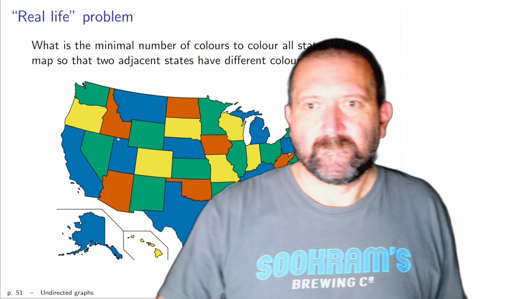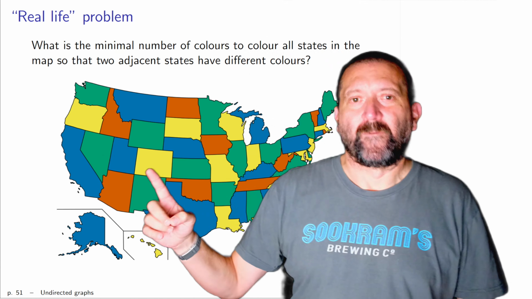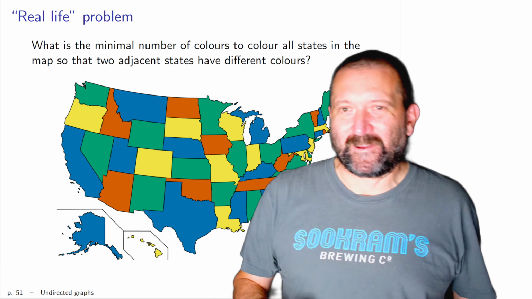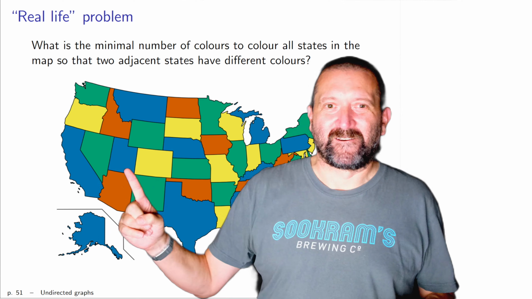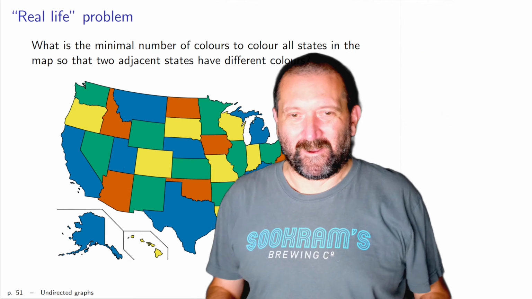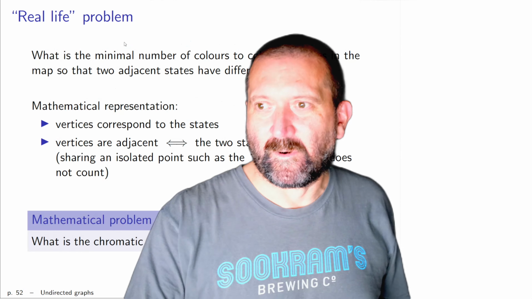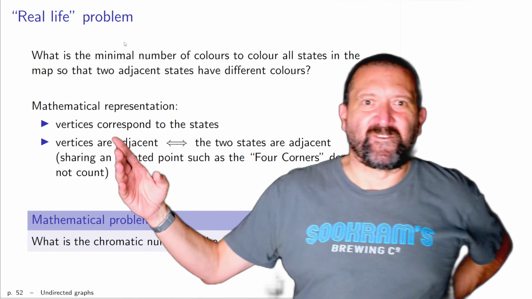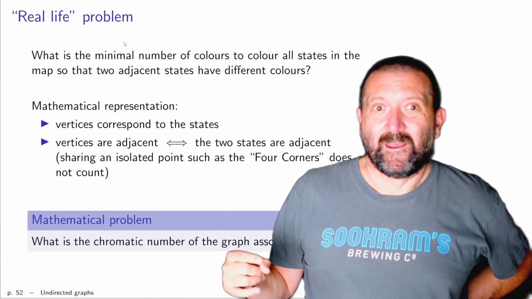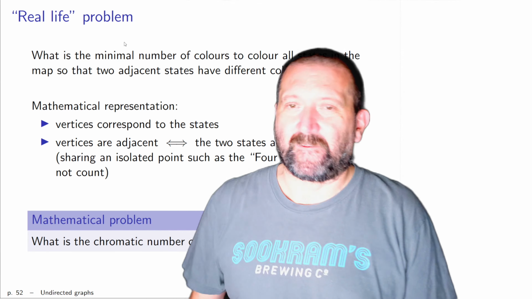It still poses problems because they're quite close together, but they shouldn't be considered as sharing a border, those across the diagonal from the borders. Okay, so the mathematical representation of the problem is I have my vertices corresponding to the states. The vertices are adjacent if the two states are adjacent, and then the question is, what is the chromatic number of the graph associated to the map?